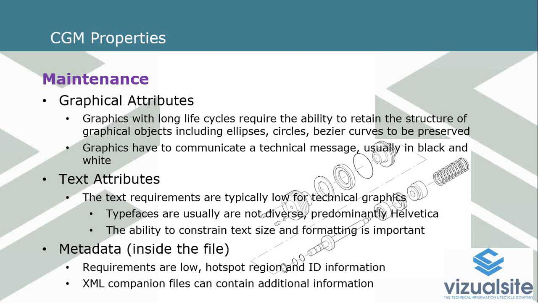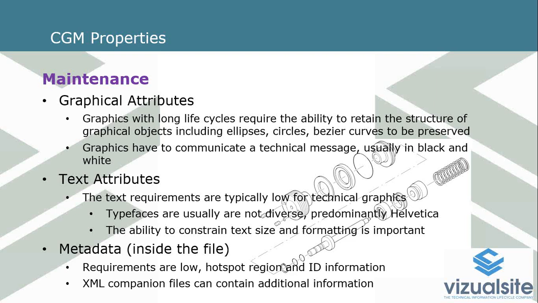Text attributes, again, probably a low level of text. We don't need to do a lot of text manipulation. Usually it might be just a call out, and it would probably only be Helvetica or Arial as the font. So quite low levels of text required. And the ability to constrain text is important. So CGM does allow you to constrain text within a certain area because you don't want that overlapping the graphical area that could be important to the user.